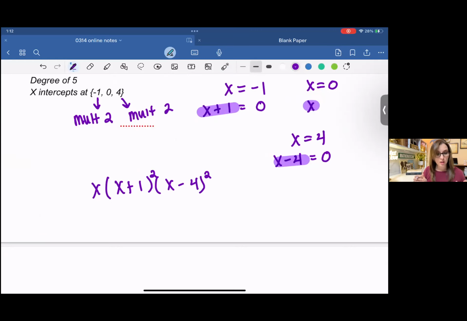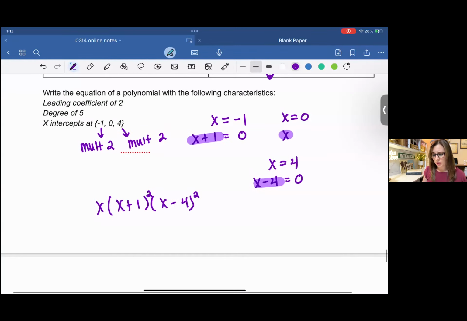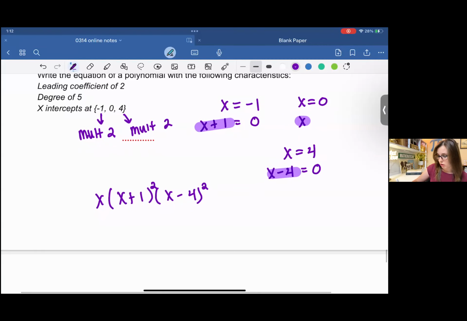And then the last piece is, it says there's a leading coefficient of 2. So I just need to throw a 2 in there. You can put it somewhere else. You could put it in here. No, you can't. That wouldn't work. You have to put it out front. And then I'm going to call this f of x. And that's all. That's all you have to do.